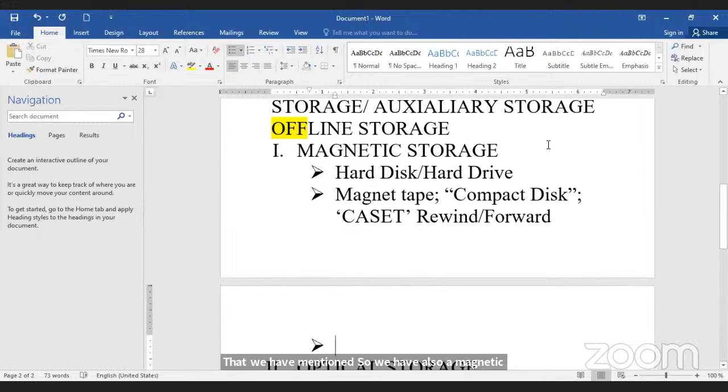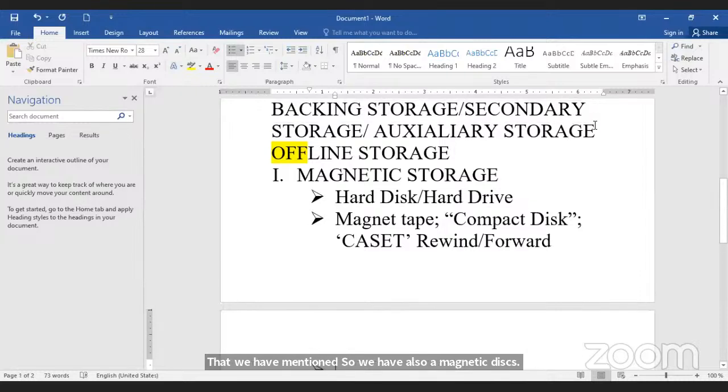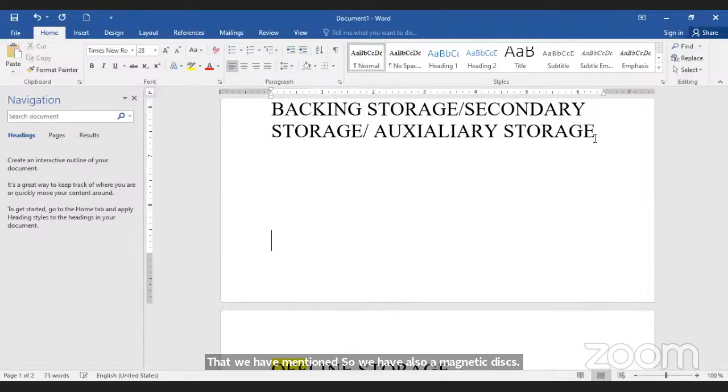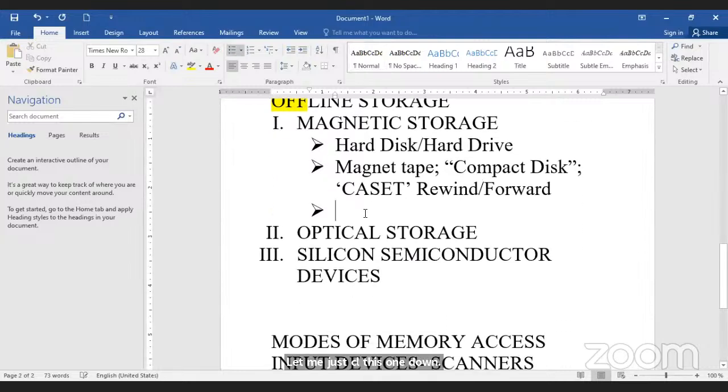So we have also magnetic discs. Let me just scroll this one down so that we can be on the same page. So you have magnetic discs.